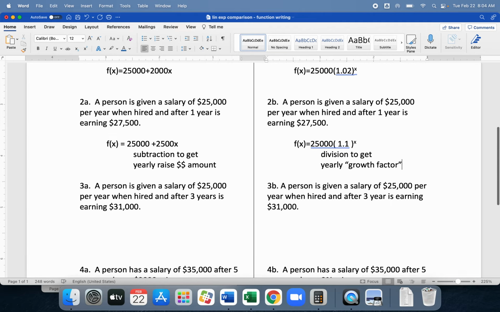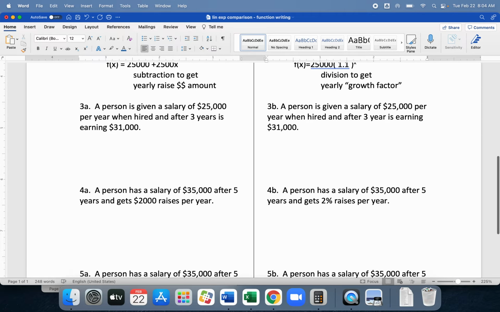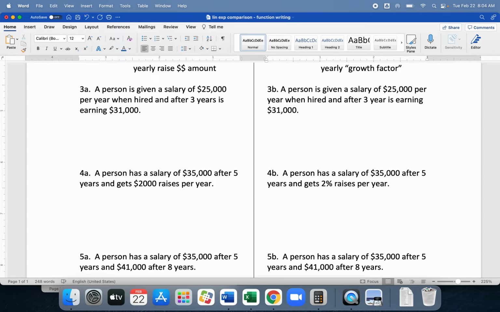All right, so let's look at some of these later ones. Let's see, number 3, part A. Well, they say the exact same thing, but the left column is equal dollar amount raises, and the right column is equal percent raises, which we've had less experience with. On the left-hand side here, again, we start with 25,000, we're getting equal dollar amount raises per year.